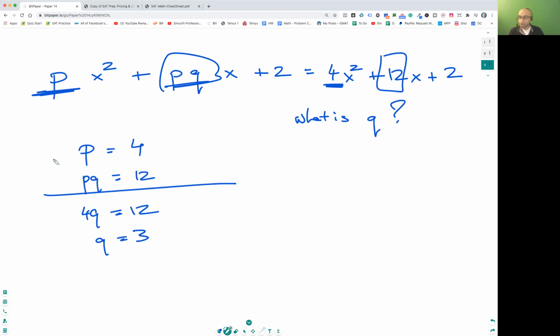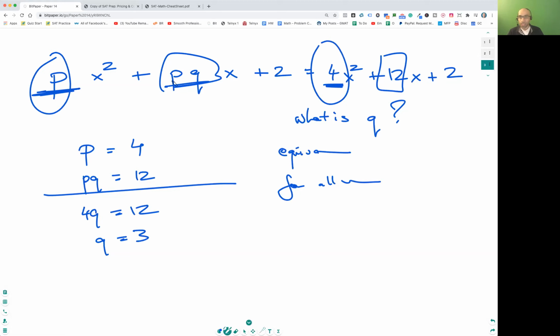We're going to do this problem tomorrow for everybody. You're going to see the recording anyway. You're going to understand exactly why this happens, okay? But anytime there's a word like equivalent or for all values of x, you're going to use this method where you compare the coefficients and then write down the equations, okay?